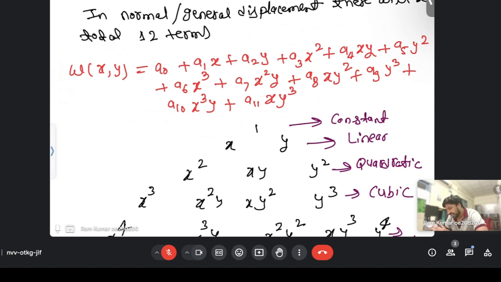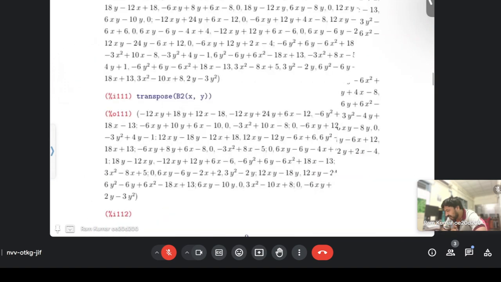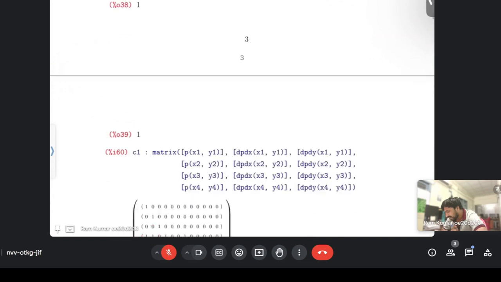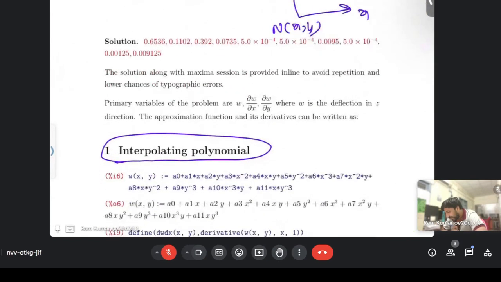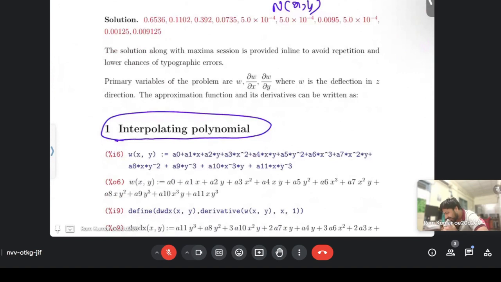Okay, so now we got this expression. I think now you have a little bit of an idea what internal displacement actually is. So now we will go to our problem. This is our problem, the interpolating function. This is our displacement that I told you, the displacement that we got.